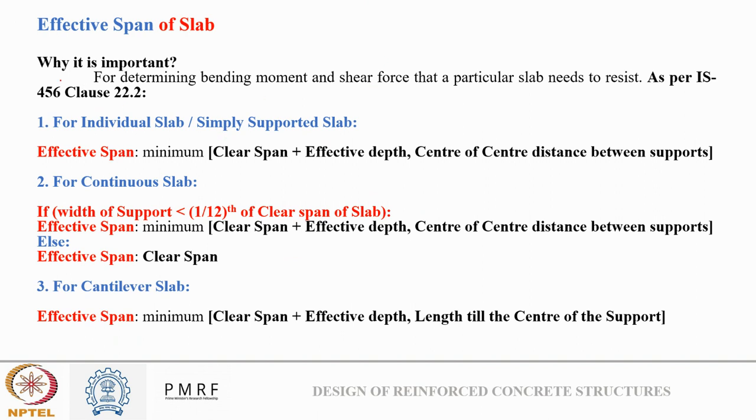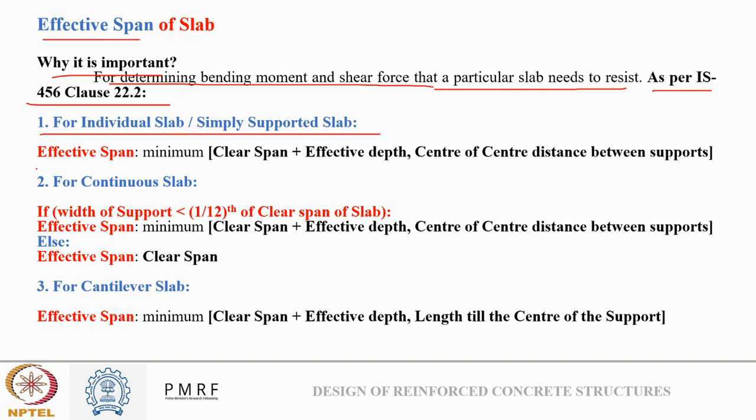Why is it important to calculate the effective span? For determining the bending and shear force that a particular slab needs to resist. And this is covered by IS 456 clause 22.2. So what this code says is, for individual or simply supported slab, effective span is nothing but the clear span plus effective depth, or center to center distance between the supports.